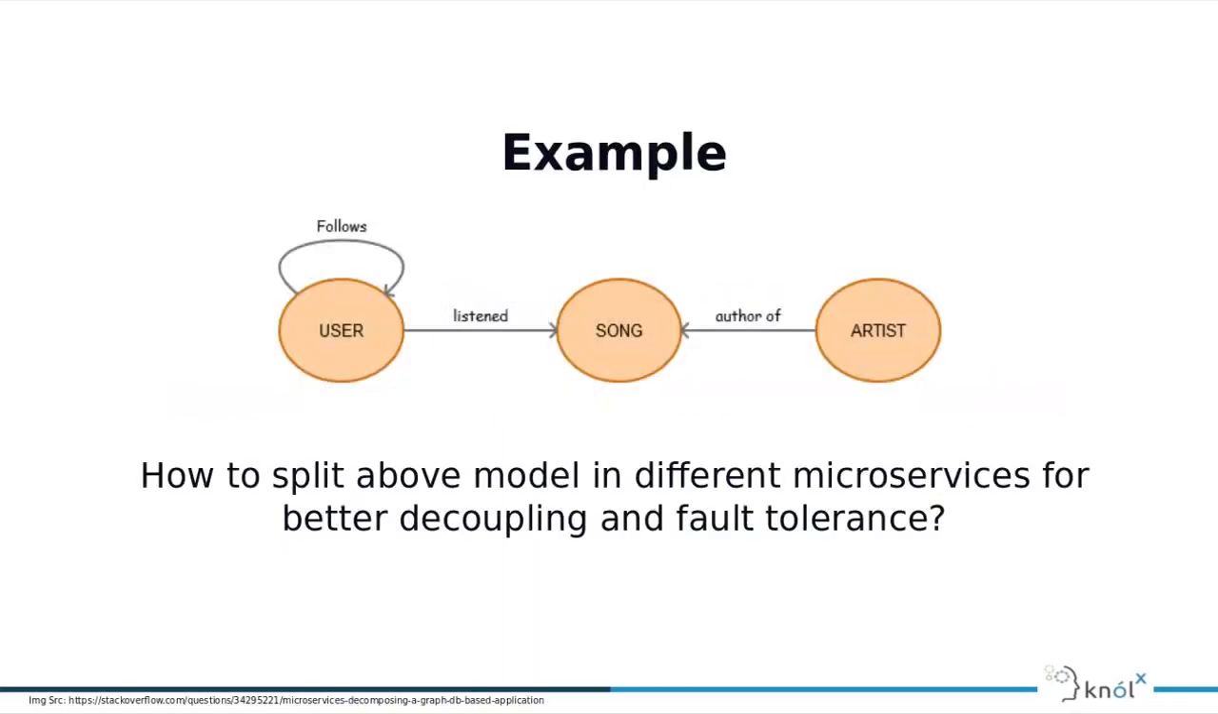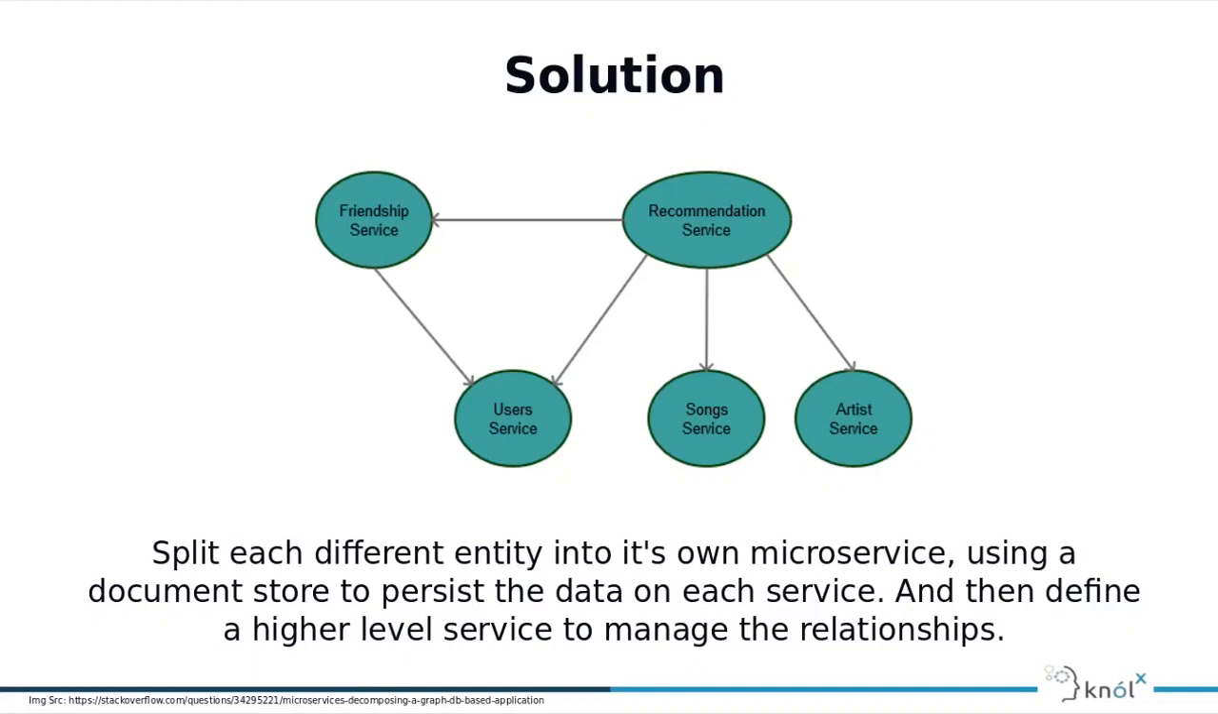So, let's take an example and understand it through that. For example, I have a platform where users can listen to songs, right? An artist can upload those songs to that platform, and a user follows another user, right? So, this is a simple graph or relationship that is present in the database. Now, how do we split the above model into different microservices for better decoupling and fault tolerance? How would I split this whole architecture or this graph into different microservices so that I can build this platform? Now, let's see the solution for that.